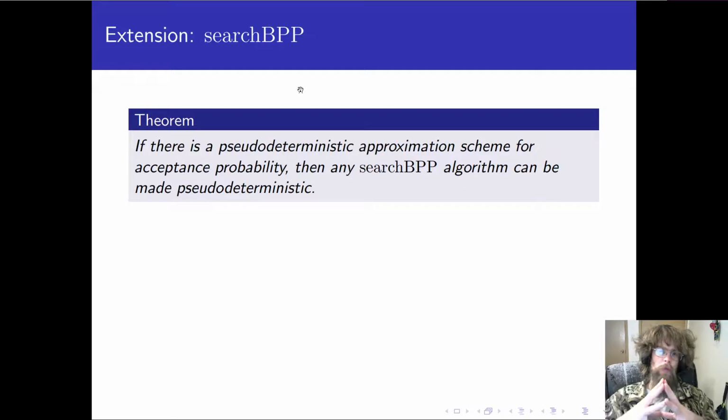For search BPP, the result we have is that if there's a pseudodeterministic approximation scheme for acceptance probability, then you can make any search BPP algorithm fully pseudodeterministic. This isn't a completeness result in the same sense because we don't have a verification procedure for acceptance probability, so it's not a search BPP problem.